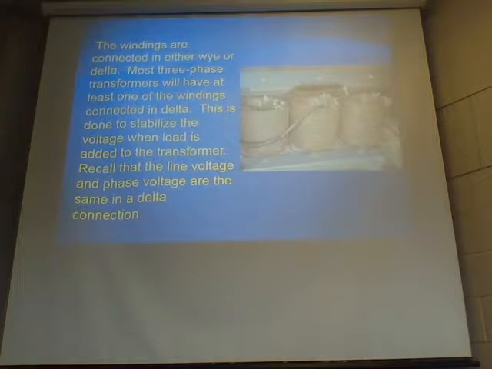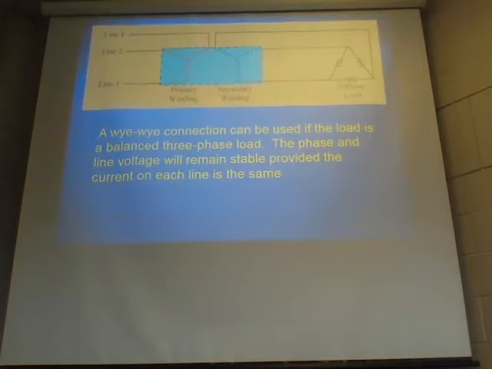The windings are connected to either a Y or a delta. Most three-phase transformers will have at least one of the windings connected in delta. This is done to stabilize the voltage when load is added to the transformer. Recall that line voltage and phase voltage are the same in a delta connection.